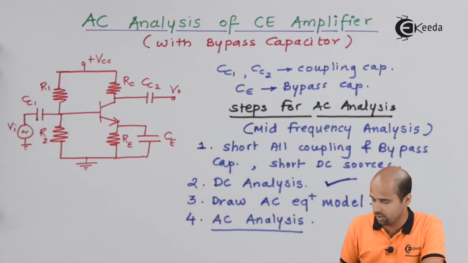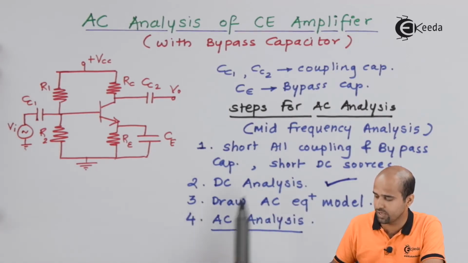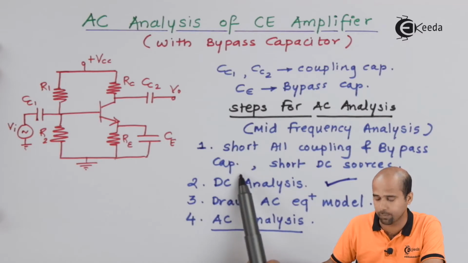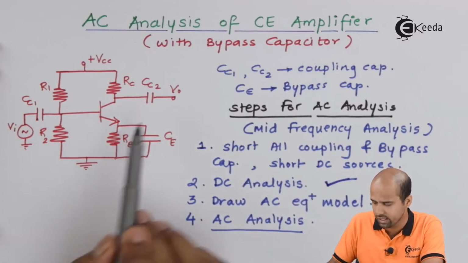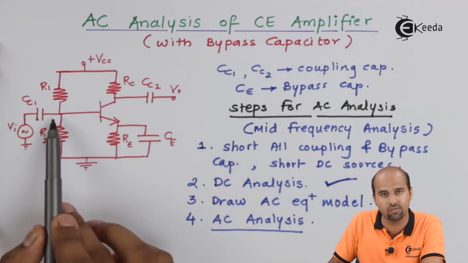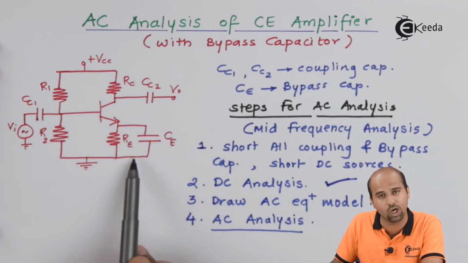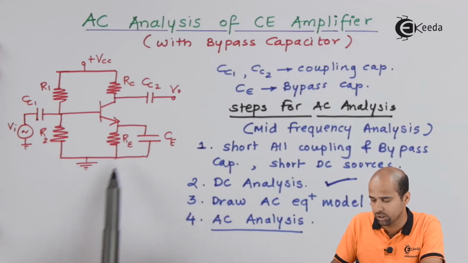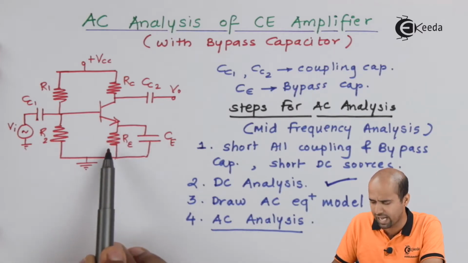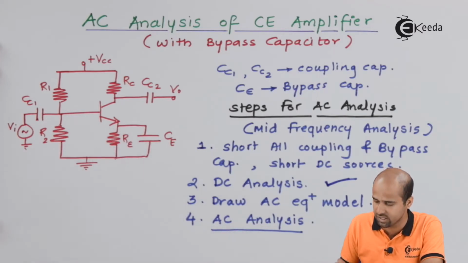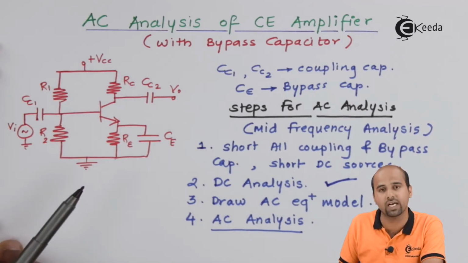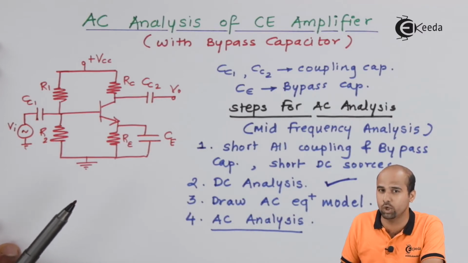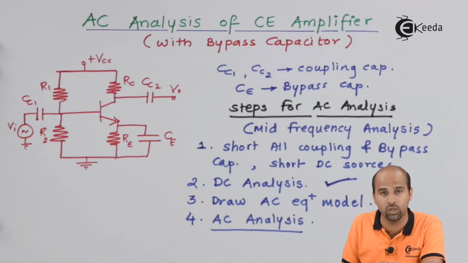Keep this in mind. Before starting the third step, we have to short all the coupling and bypass capacitors and short all the DC sources. How will this circuit look? CC2, CC1 will not come into the picture, and CE will not come into the picture; the emitter is directly shorted to ground. RE will be redundant as it is connected between VCC and ground. Then we will get to know how the circuit will look for AC analysis with any kind of model.